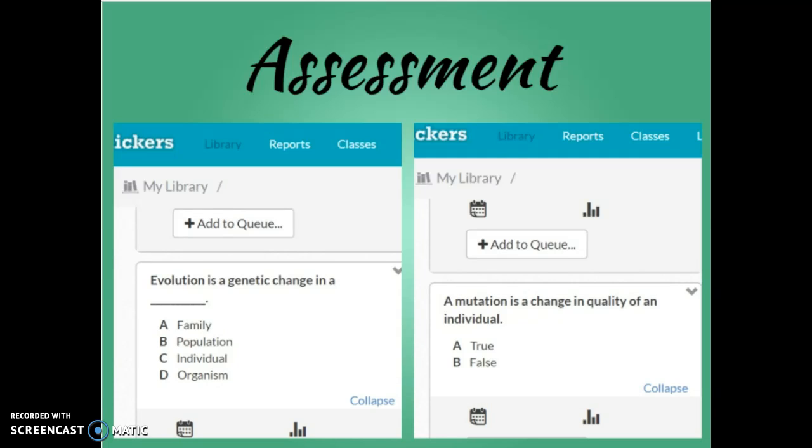Question 3. Evolution is a genetic change in A. Family. B. Population. C. Individual. Or D. Organism. Question 4. A mutation is a change in a quality of an individual. True or false?